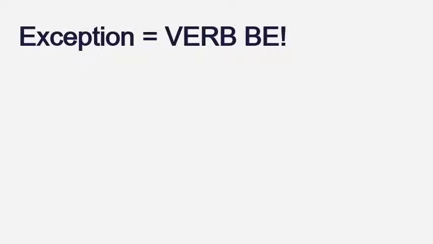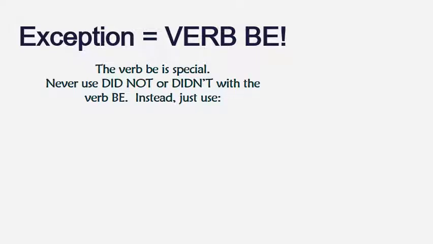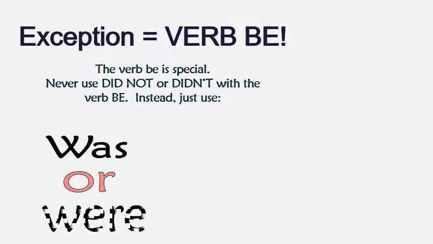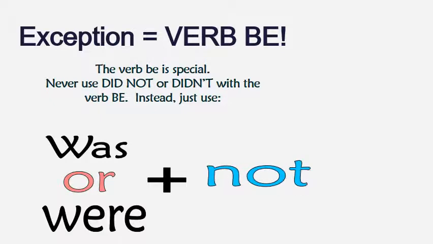But what if I have a verb to be, was or were? The verb be is special. You never use did not or didn't with the verb to be. Instead, we just say was not or were not. Example: I was not at the show. So you see, we do not say I did not was at the show. No, we say I was not at the show.